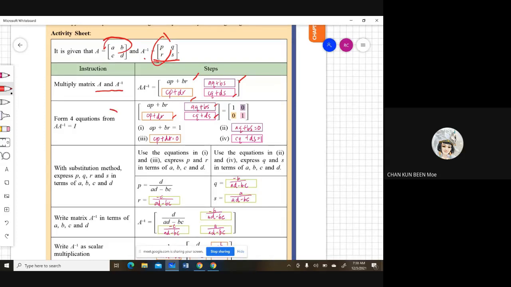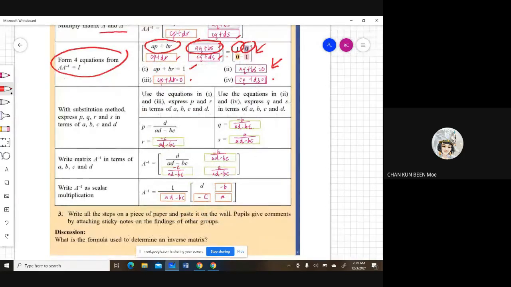Okay, now they said form 4 equations from A times A to the power -1 is equal to I. So they made the equation equal to identity matrix like this. Okay, therefore the first element over here is equal to 1. So you can see this. The second element over here, you can see it is equal to 0. This one. And so on. Okay, these two. After that, with the substitution method, hopefully you still remember how to do the substitution method for solving the simultaneous equation. Okay, follow the instruction over here.